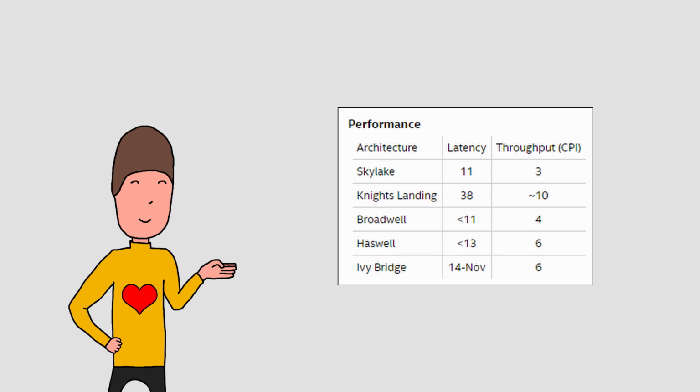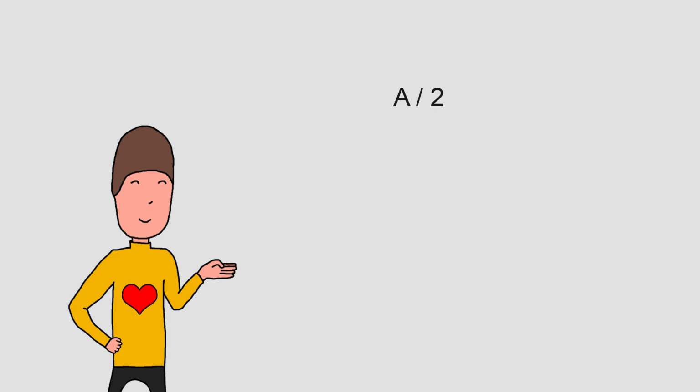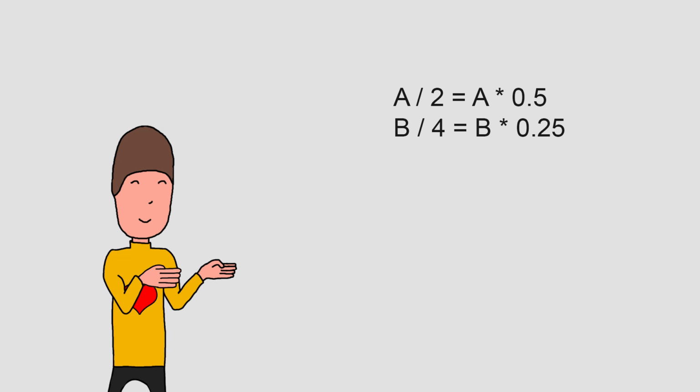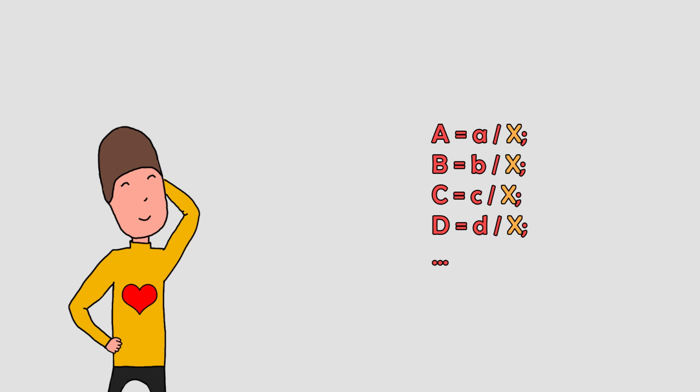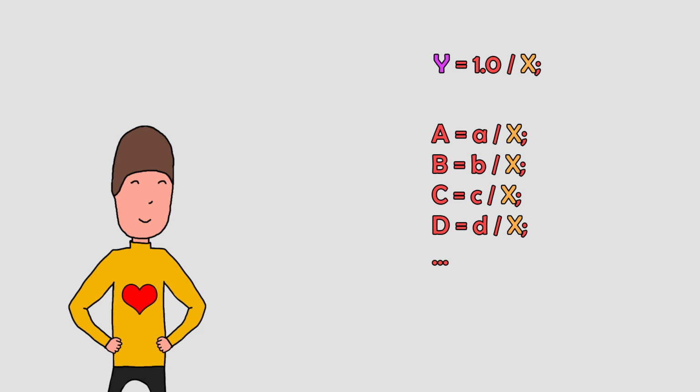Avoid divisions. Divisions are more expensive than multiplications. You can avoid floating point division by 2 by multiplying by half, division by 4 by multiplying by 0.25, division by 10 by multiplying by 0.1, and so on. Also, if you need to divide multiple numbers by the same value, it's better to invert this value once, and then multiply those numbers with this inverted value.